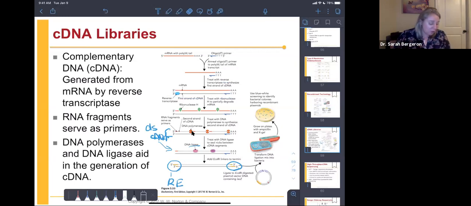But okay, so what's the point? Why would I do this? Anybody? Like, I've generated this huge cDNA library. What do I do with it? It's a good question, right? Anybody?